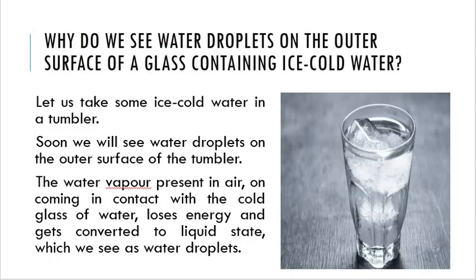Why do we see water droplets on the outer surface of a glass containing ice cold water? Let's take some ice cold water in a tumbler. Soon we will see water droplets on the outer surface of the tumbler. The water vapor present in air, coming in contact with the cold glass of water, loses energy and gets converted into liquid state, which we see as water droplets on the surface of the glass.